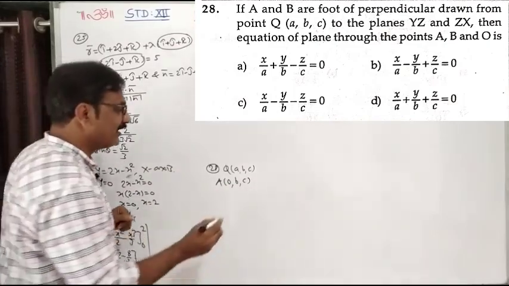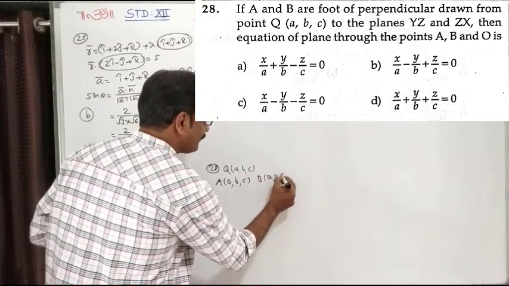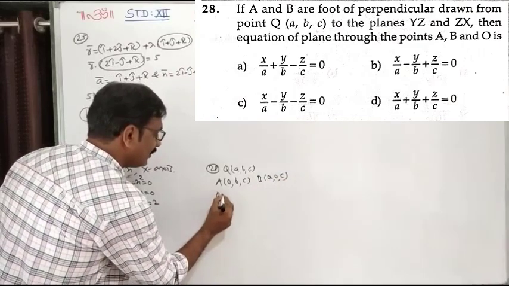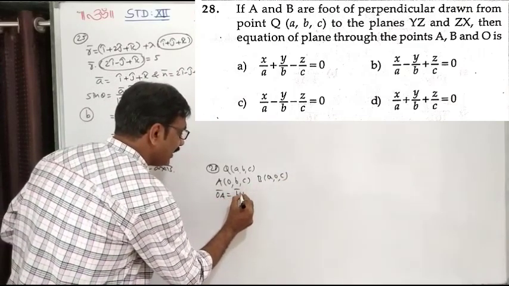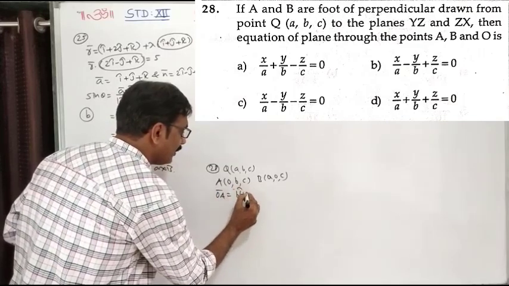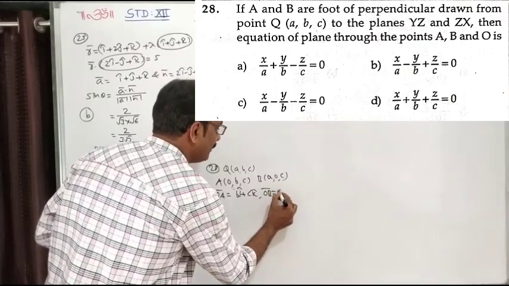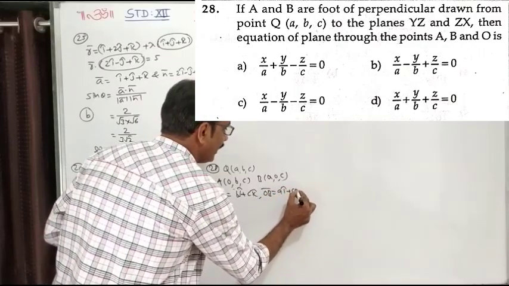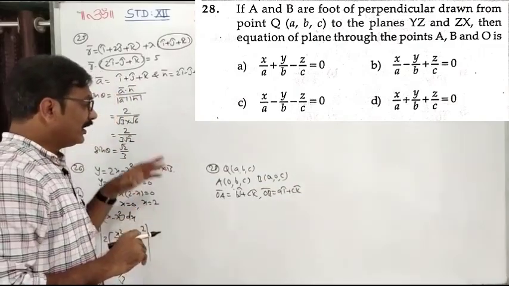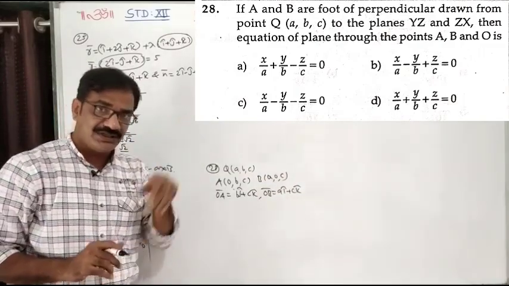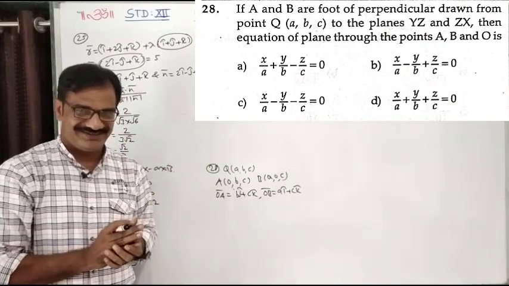ZX, there is no y. So it is like this. So OA bar is bj plus ck, and OB bar is ai plus ck. Okay. Now the plane is passing through origin and it is perpendicular to OA bar and OB bar.